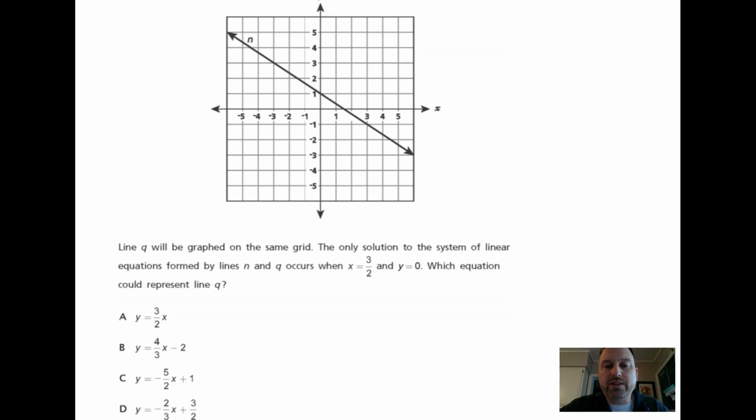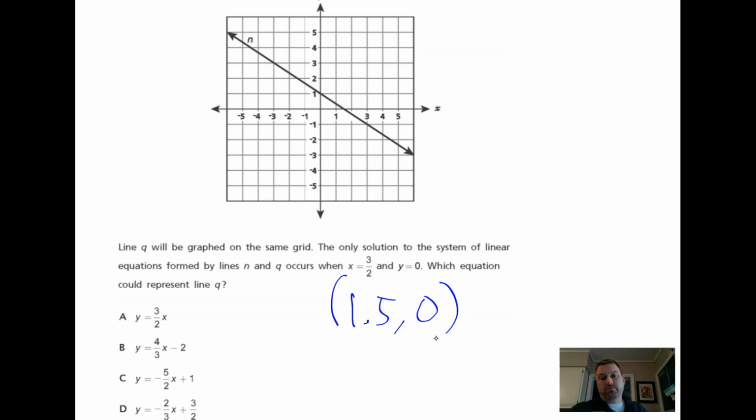Line Q will be graphed on the same grid. The only solution to the system of linear equations by lines N and Q is when x is 3 halves and y is 0. Which equation could represent the line? Okay, so they're telling you that the solution to the system, when line N and line Q cross here, is 3 halves, or 1½. So they're telling me that the two lines cross at this point.